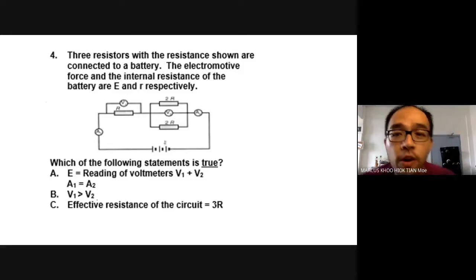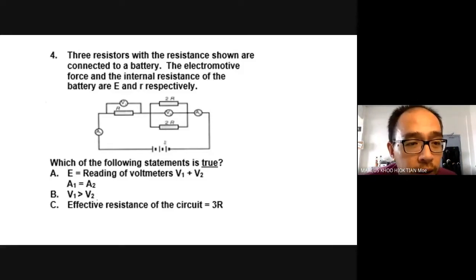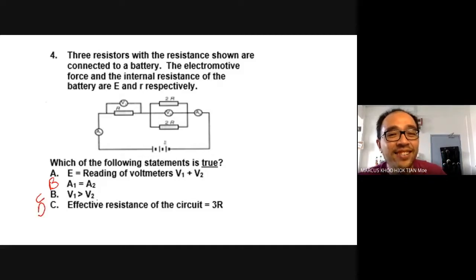Which of the following statements is true? How come it's so weird? Actually, this should be B, this should be C, and this should be D. I don't know why this is here. Oh no. Okay, actually the answer is A.